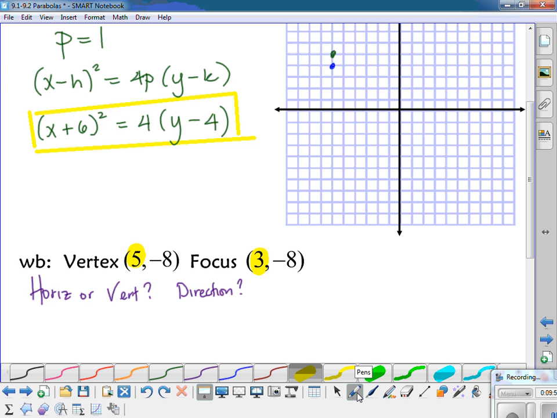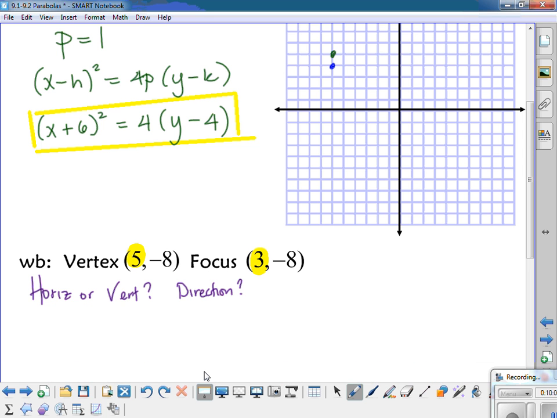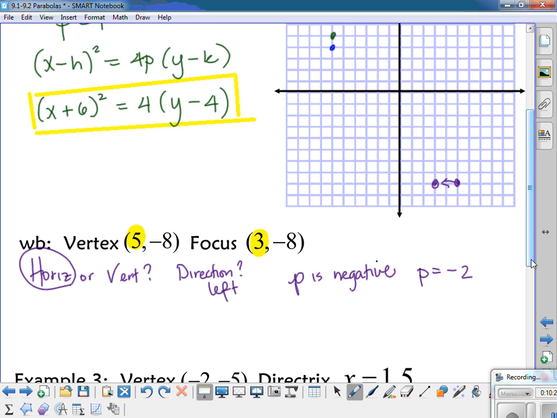But if you can't, it's okay to graph it. And like I said, I tend to be more visual. So I'll just use the graph up above. I've got (5, -8) is here, and my focus is at (3, -8). So I went in the negative direction. So it is horizontal, but it's going to the left. And because of that, that means that P is negative, because it's going in the negative x direction. So P ends up being -2 because we moved back 2.